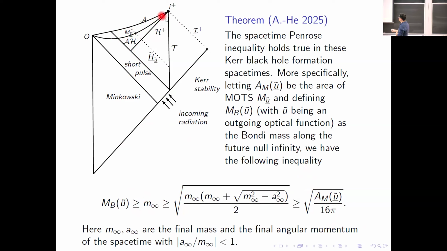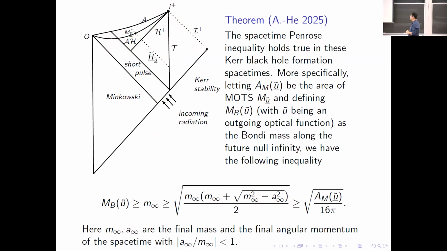Okay, and along future null infinity, we have the Bondi mass loss formula, which says the Bondi mass will become smaller along that direction. If we go in the other direction, the Bondi mass becomes larger and larger. So in particular, if we go to the ADM mass here, this gives the inequality, which is precisely this one. So in this Kerr black hole formation spacetime, this gives the desired Penrose inequality, without the time symmetric assumption.